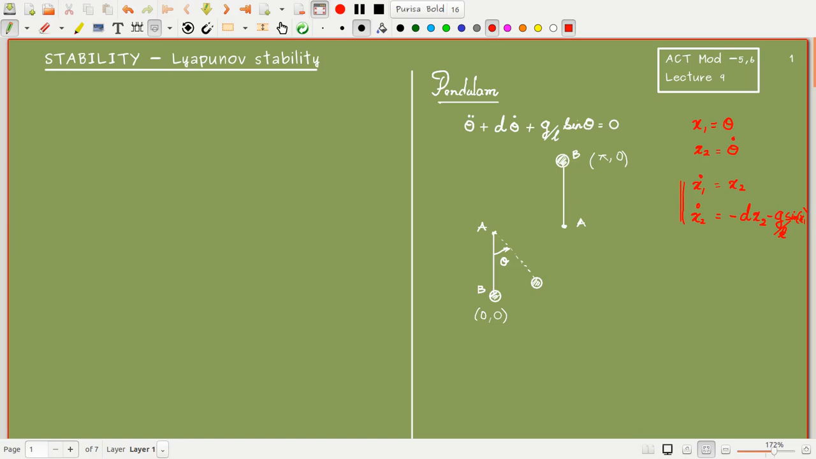Okay, so we saw that when we equate the right hand side to 0, we can see that it has two equilibrium points. One is a 0 0 point and one is a pi 0 point. And one of the equilibrium points is stable, because whatever perturbation we give about this point, we can see that the oscillations come to the 0 0, are attracted to the 0 0 point.